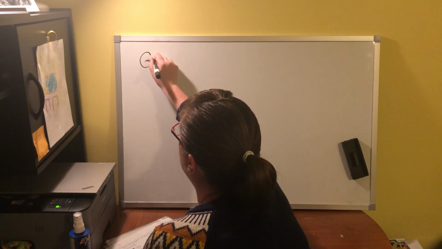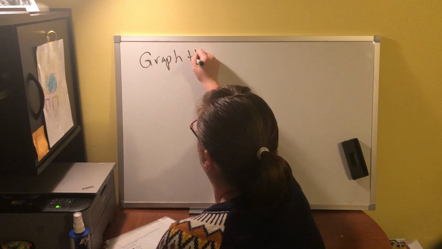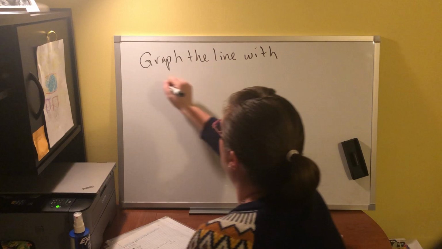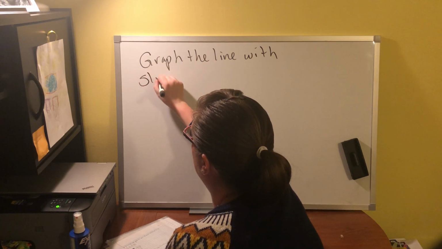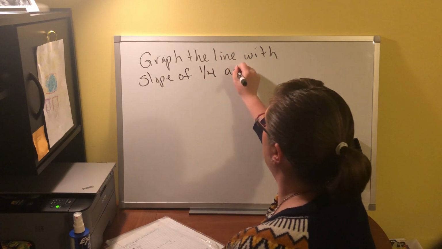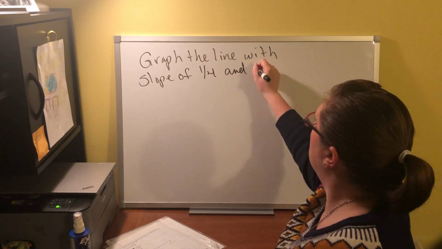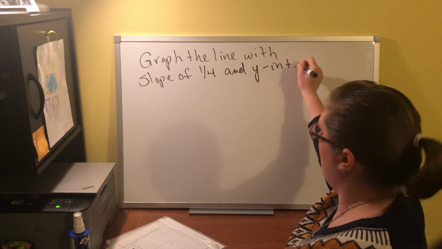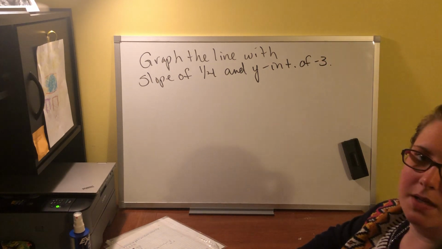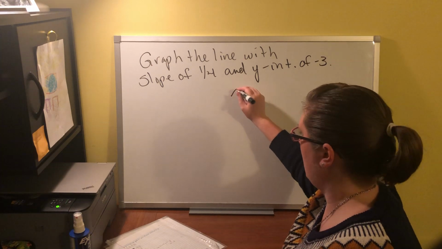So now we need to be able to graph the line with slope of 1/4 and a y-intercept of -3, okay? And we have to be able to graph this.